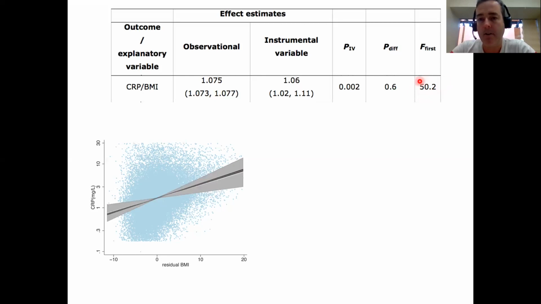This is important to assess whether the instrument for BMI in this case is what's called a strong instrument. Basically you want that first stage F statistic to be above 10. Otherwise you could run into a problem called weak instrument bias, which we'll talk about a little bit later. So all in all, these results are telling us that there is quite strong evidence that BMI causally affects levels of CRP.